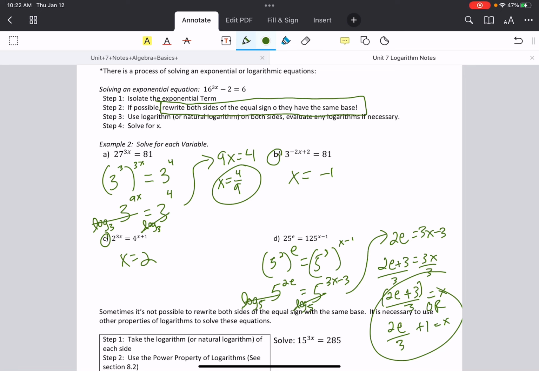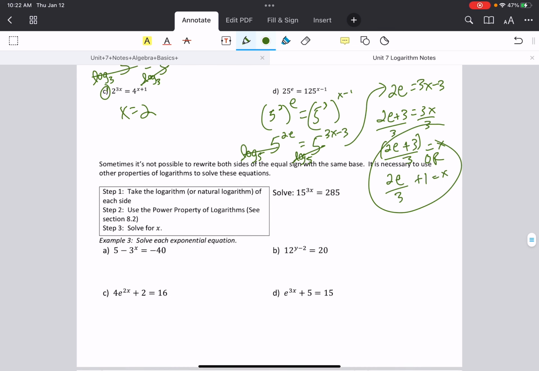Okay, so here's kind of the rule of thumb. If the bases can be written to have the same base, like on all these 4 examples, right? 5 to something, 3 to something, 2 to something, 3 to something, then it's probably a non-calculator. If the bases can't be written as the same base, then it'll probably be on the calculator portion of your test, okay?